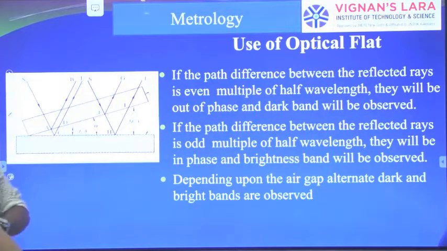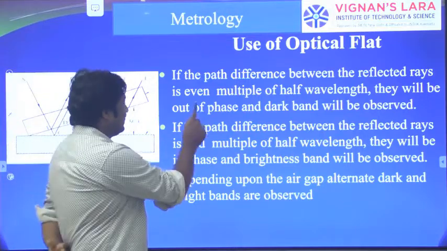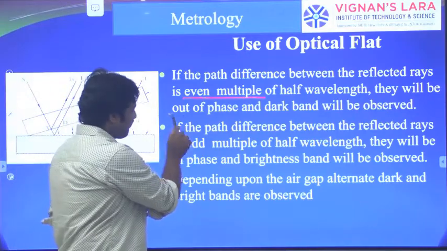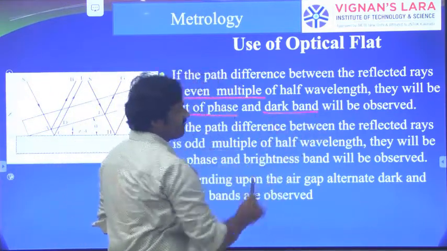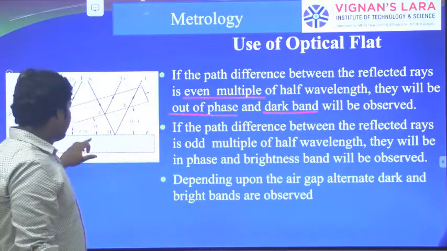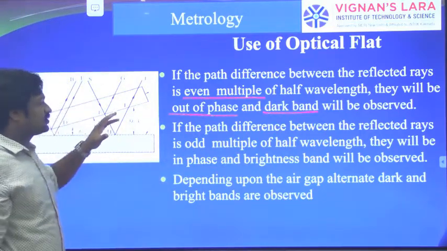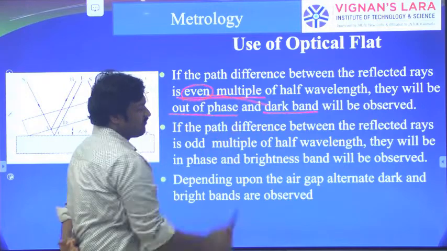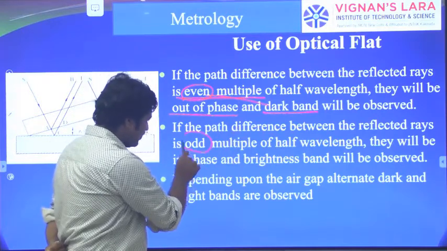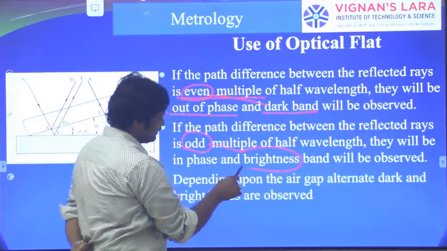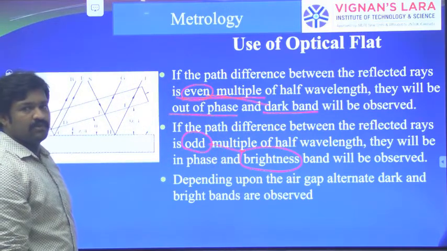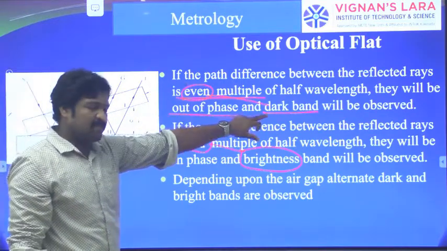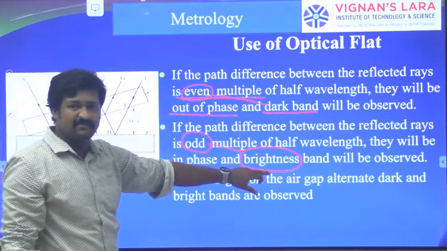If the path difference between the reflected rays is an even multiple of half wavelength, they will be out of phase. Due to that, a dark band will be observed. So if the path difference between the two rays is an even multiple, then dark bands will be formed. If the difference is odd, then the brighter bands will be observed. So it depends upon the factor. If it is an even factor, then dark bands will be formed, and if it is an odd factor, then bright bands will be formed.